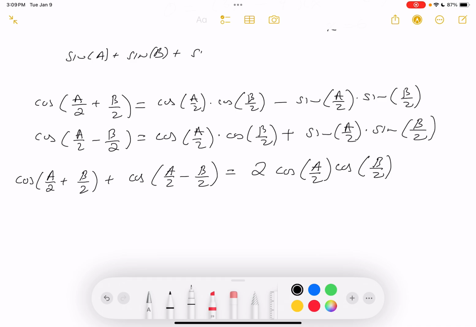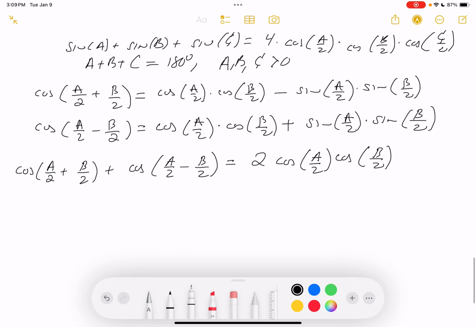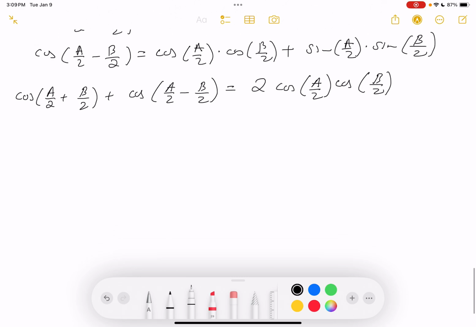This is an identity I do not know. I'm asked to verify it. And they're telling me this is equal to 4 cosine A over 2 times cosine B over 2 times cosine C over 2. I have an understanding, though, that A plus B plus C is equal to 180 degrees. And the other understanding I know is A, B, and C are positive. I know that much. All right? Now, again, I'm not saying I'm there yet, but I'm part of the way there. I'm seeing some of it.